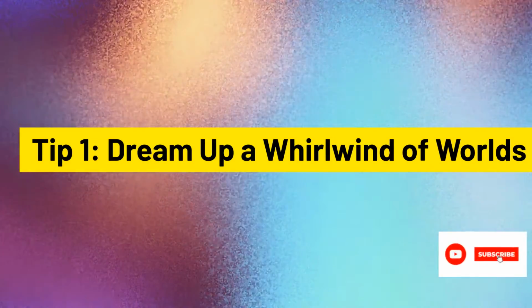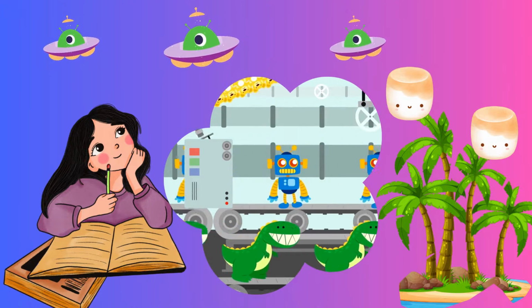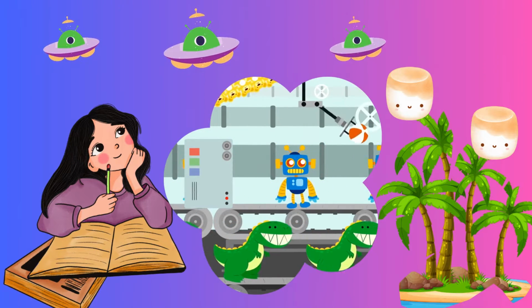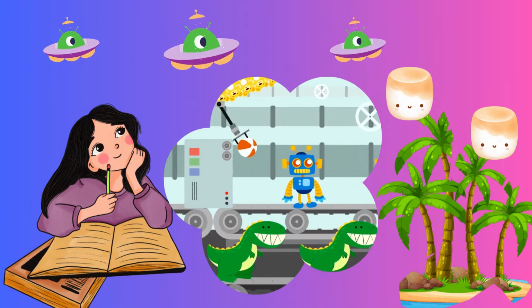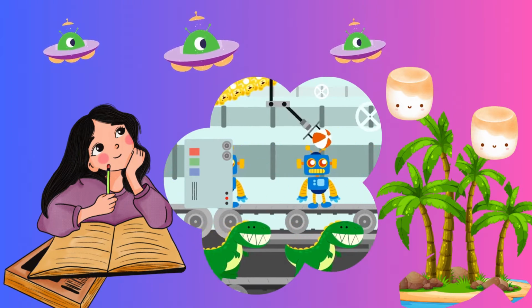Tip 1. Dream up a whirlwind of worlds. Close your eyes and imagine a world where the ordinary becomes extraordinary. Picture lands of talking toys, galaxies of friendly aliens, or even islands made of giant marshmallows.